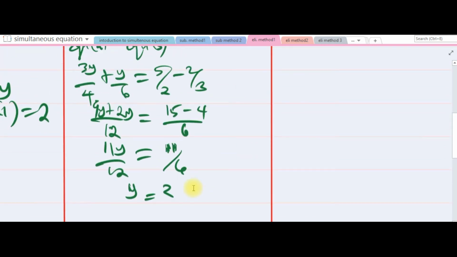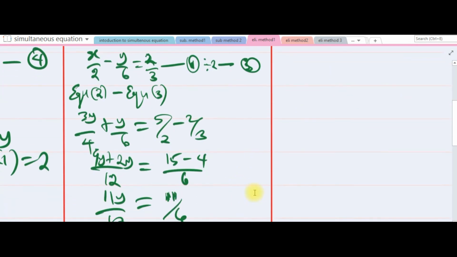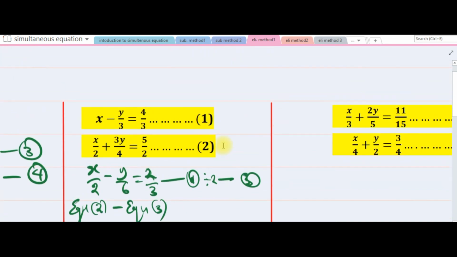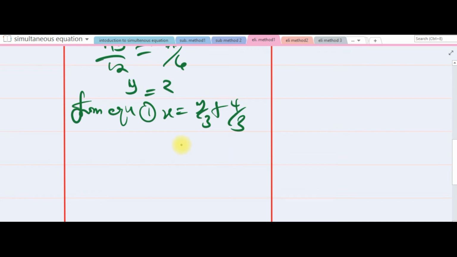So y is 2. We now go over to any of the equations and find, okay, equation 1 is the best. So from equation 1, x equals y over 3 plus 4 over 3. So we add y over 3 plus 4 over 3, which is 2 over 3 plus 4 over 3, because y is 2. So 6 over 3, 2 plus 4 is 6.